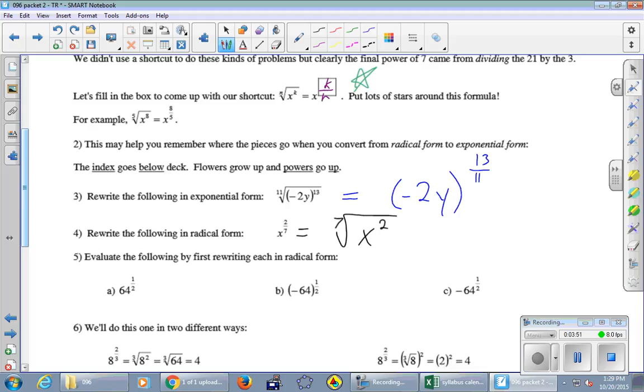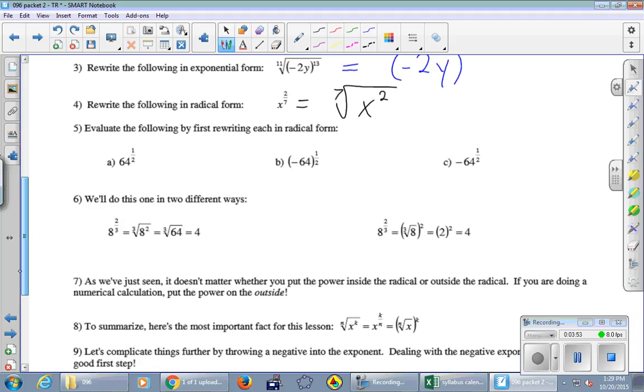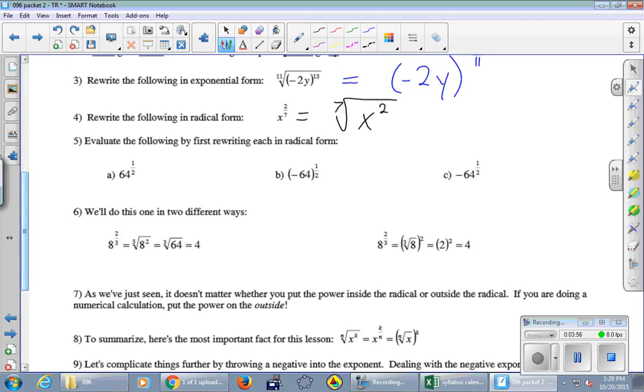Okay, so let's take a look at number 5. It says evaluate the following by first rewriting each in radical form. First one is 64 to the 1/2 power. Now we're going to type this on the calculator in just a second, but not right now. 64 to the 1/2 power. Okay, so first thing I'm going to do is say, okay, if I see a fraction power, I know that there is a radical lurking around. Where does the 1 go? Is it the index or the power? It's the power, so I'm putting a 1 right up on the power, which means the index is what?